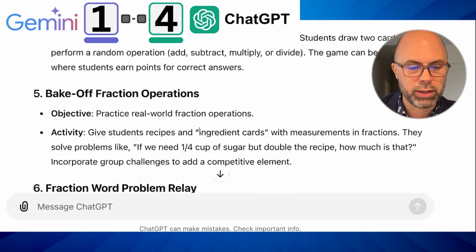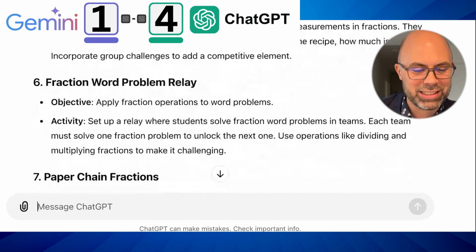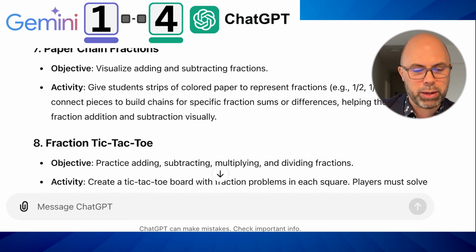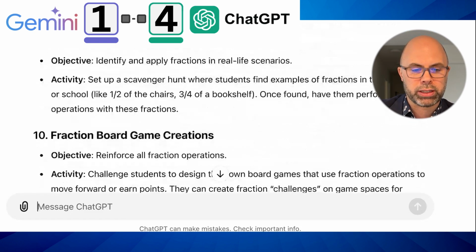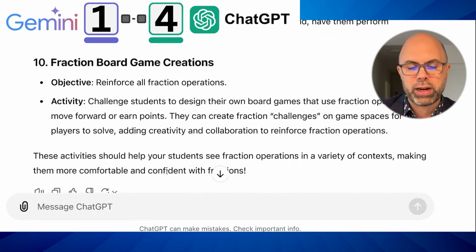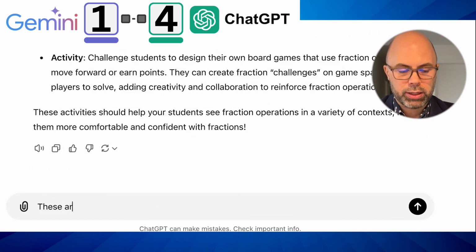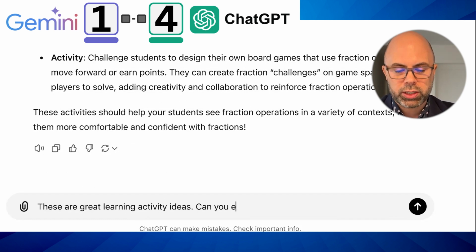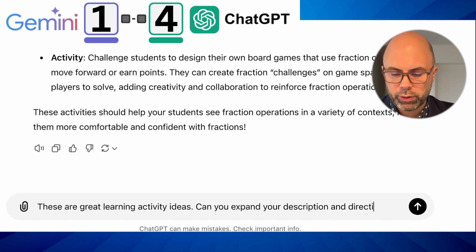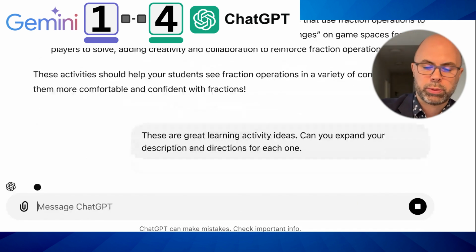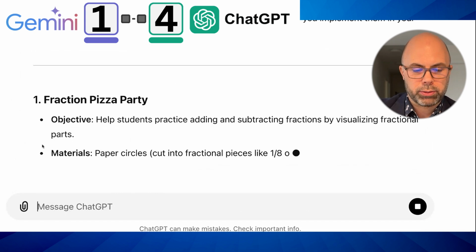Objective and activity. Bake Off, fraction operations. Okay, yeah, I see the connection. Paper chain, fractions, real life fractions. Now, to be fair, to make this test equal, let's ask ChatGPT. I'll say the same thing. These are great learning activity ideas. Can you expand your description and information, or let's say directions for each one? And let's just see how ChatGPT does by comparison.